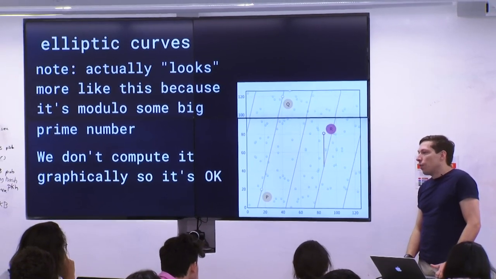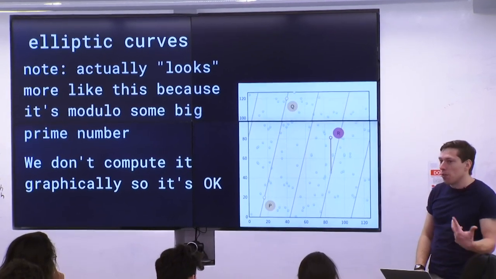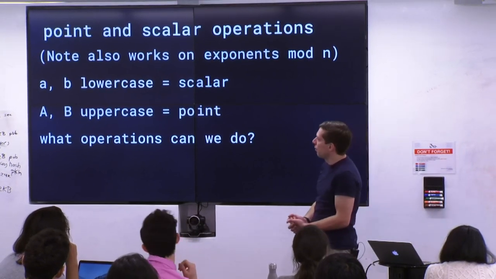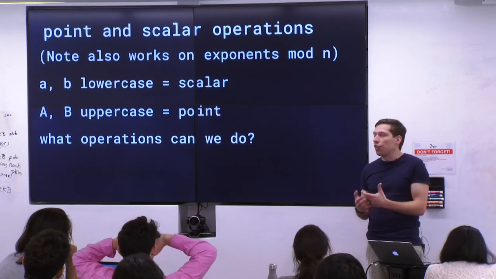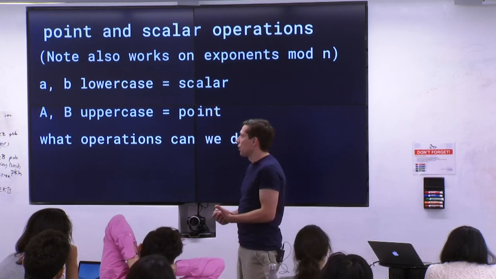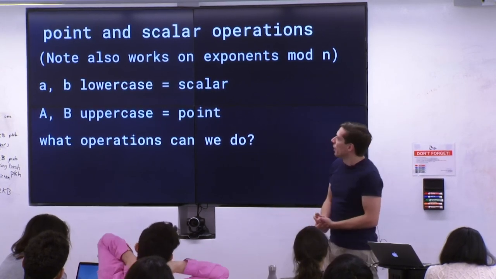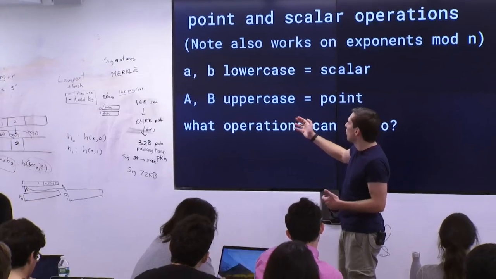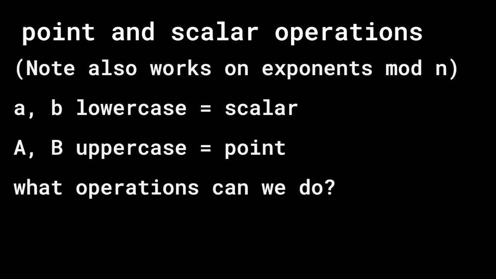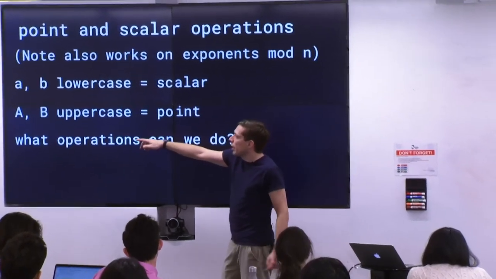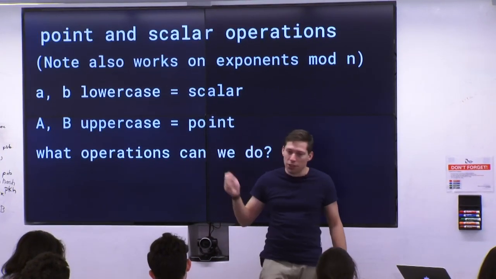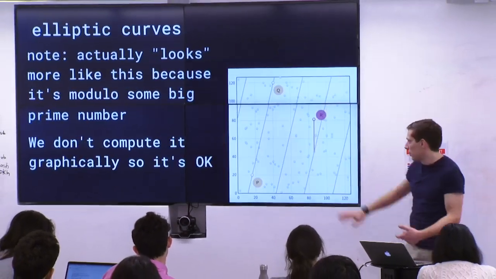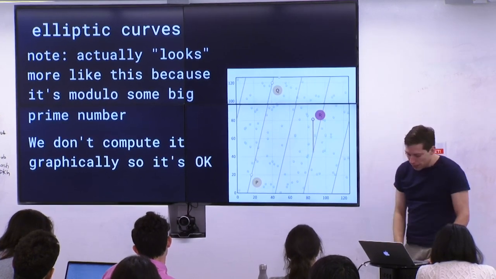Okay, so you don't need to know exactly why these things work or curves, but we're going to go through what you can do with these and what properties you have. Okay, so we've defined these points on a curve and how this curve works. And then we also have regular old numbers, right? So from now on, A and B lowercase are scalars. Scalars just means regular old numbers. The uppercase A and B will refer to points on the curve. So from now on, lowercase is a regular number, uppercase is a point on this curve, or this mashed up thing that we still call a curve.